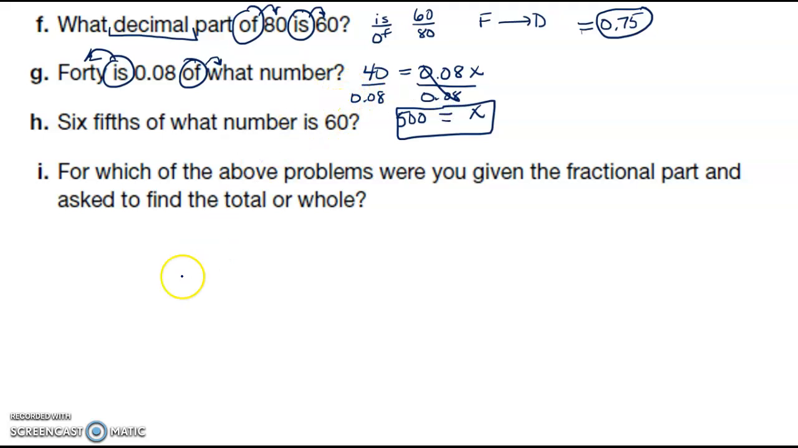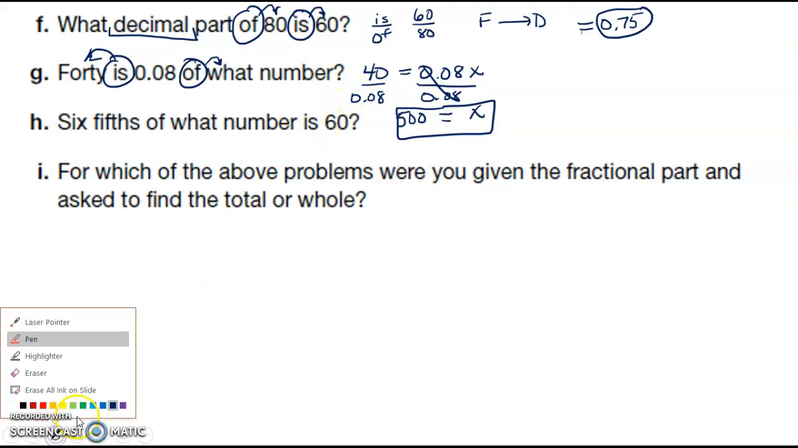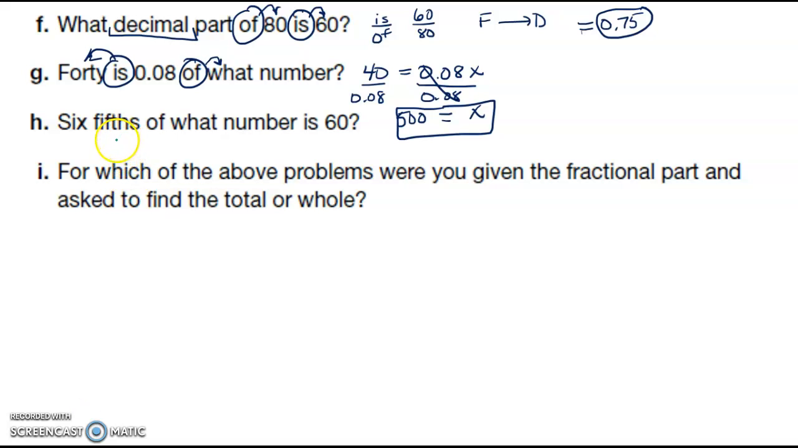There's another way to do that one, and you're welcome to do it that way. So this is 6/5. Of what number is 60? So this is the unknown. So 6/5. And if I have my is over of, is 60. This is x. What I do know is 6 times 10 is 60. So I'm going to times 10 here, and x is equal to 50.